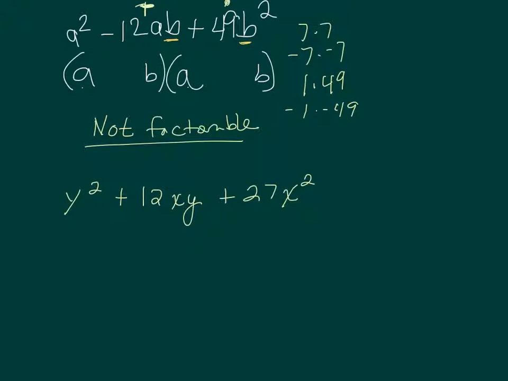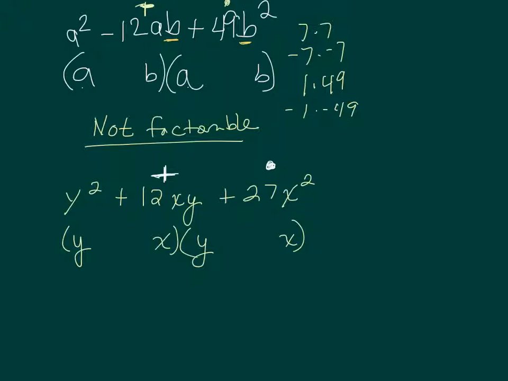Alright, so what we're going to do is we're going to look to see if I have anything in common. I don't have anything in common. I don't have 4 terms, I just have 3. So I'm going to try to factor this as a trinomial, y and y in parentheses to get y squared, but then also I need to put x and x in parentheses as well. Okay. Alright, now let's find two numbers that when I multiply them together I get 27, but when I add them together I get 12.